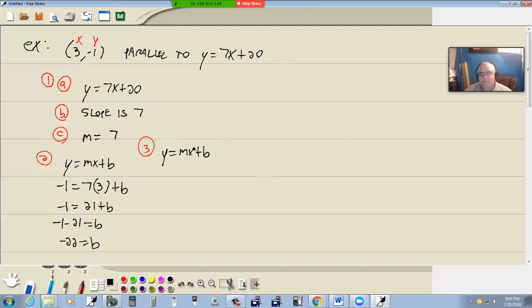Step 3. Plug in m from step 1c, which is 7. Plug in b from step 2, which is -22. And our answer will be y is equal to 7x minus 22. Now that's the parallel case.